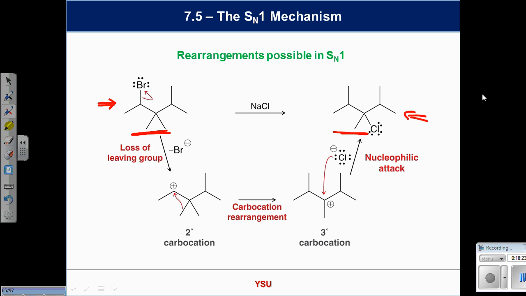Chlorine's in a different place. That's all there is to it. The chlorine is now in a different place. So that can only happen with a rearrangement. Rearrangements require what type of intermediate? Carbocation. SN2s don't do rearrangements.